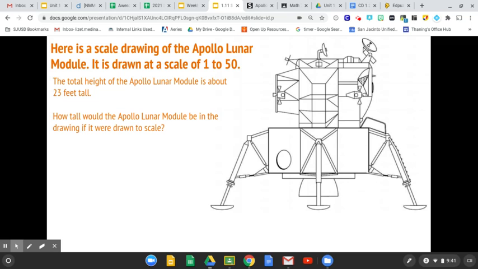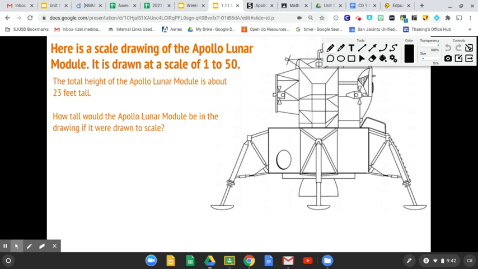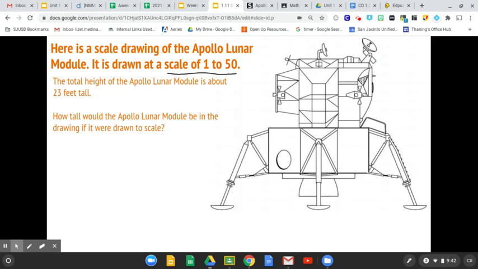Here is a scale drawing of the Apollo lunar module. It is drawn at a scale of 1 to 50. The total height of the Apollo lunar module is about 23 feet tall. How tall would the Apollo lunar module be in the drawing if it were drawn to scale? Okay, so we're talking about a scale drawing, and they give us the scale without units.